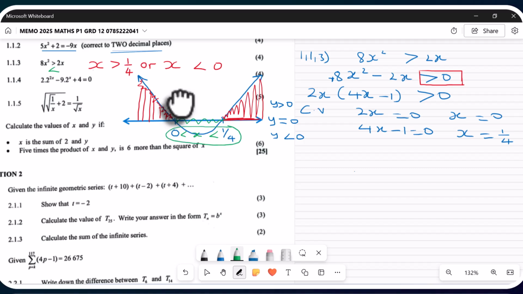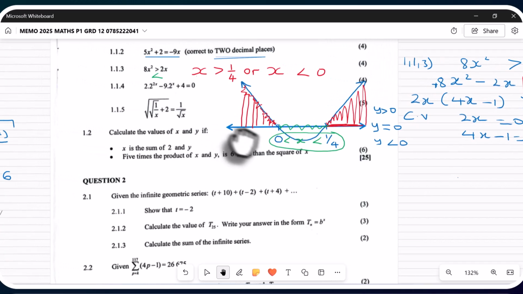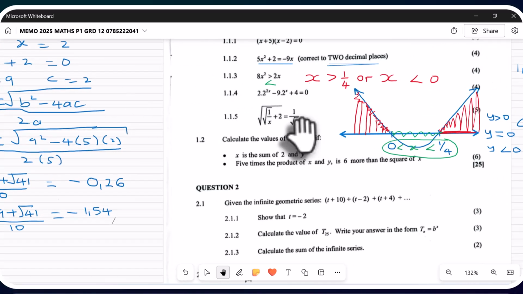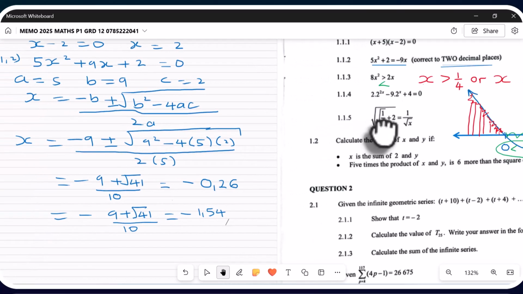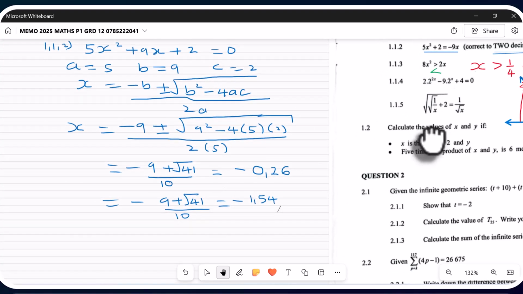Now they say question 1.1.4, we are multiplying 2 by 2 power 2x minus 9 times 2 power x plus 4 equals to 0. So this one is exponents. Let us see how to solve for the x value here. In this particular case, let us see what we do here. Need to get some space here. Yes, question 1.1.4, this one here.